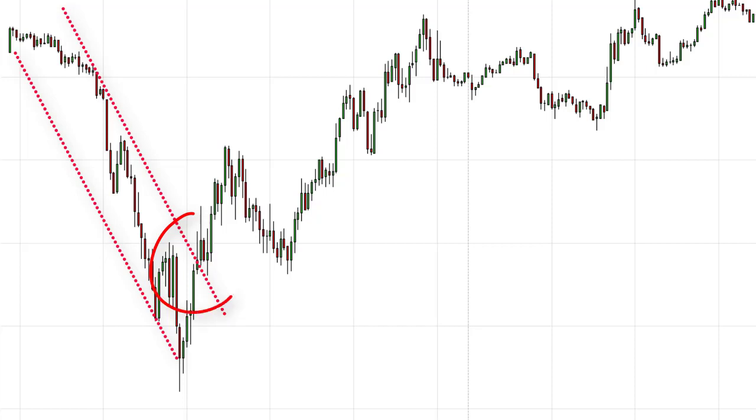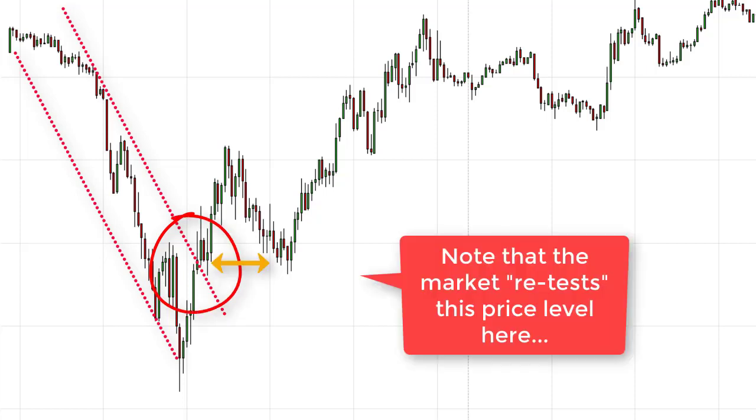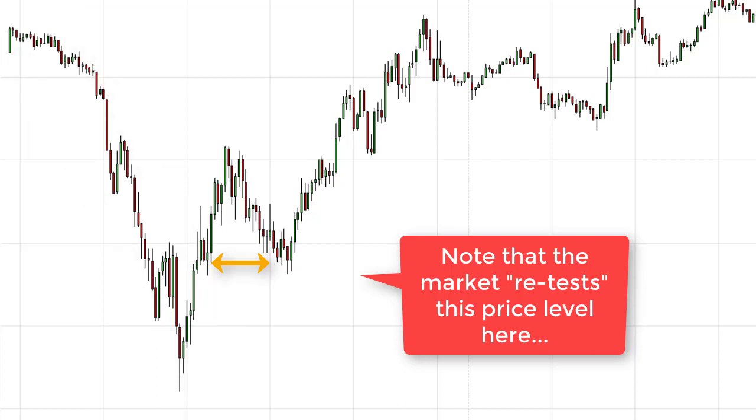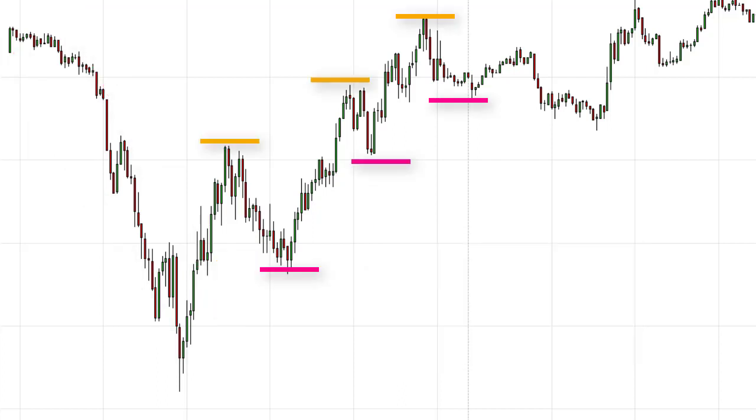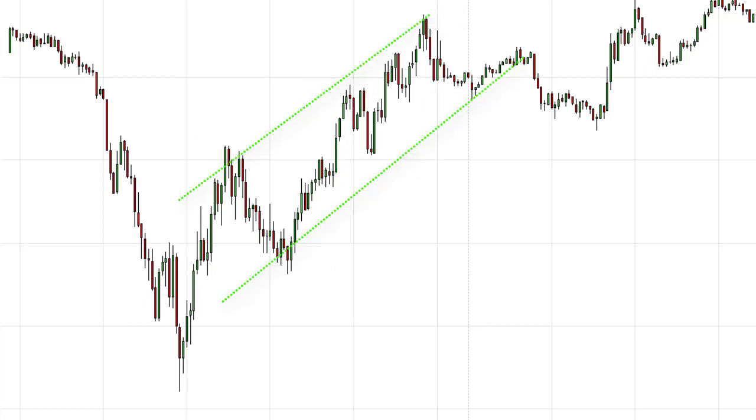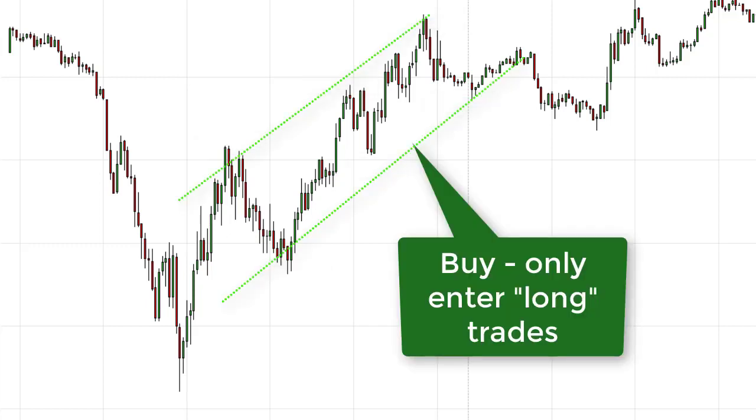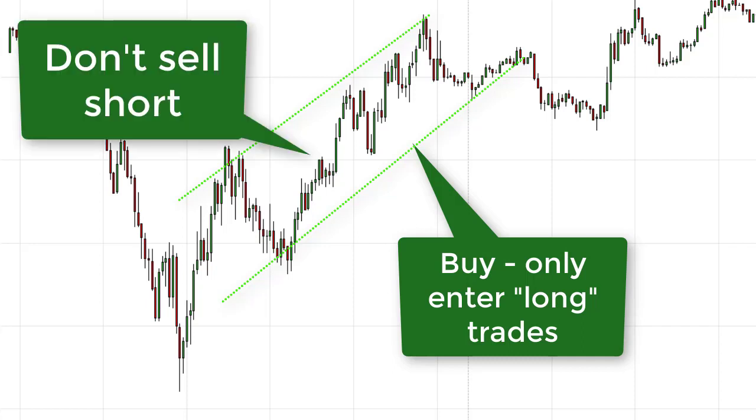Here we see that the trend line was broken. That's the exact time when the new trend started. The higher highs and higher lows that we see here confirm this, and the new trend is established here. As long as this trend is in effect, it makes sense trading long. In other words, filter out short trades and only buy, don't sell short.